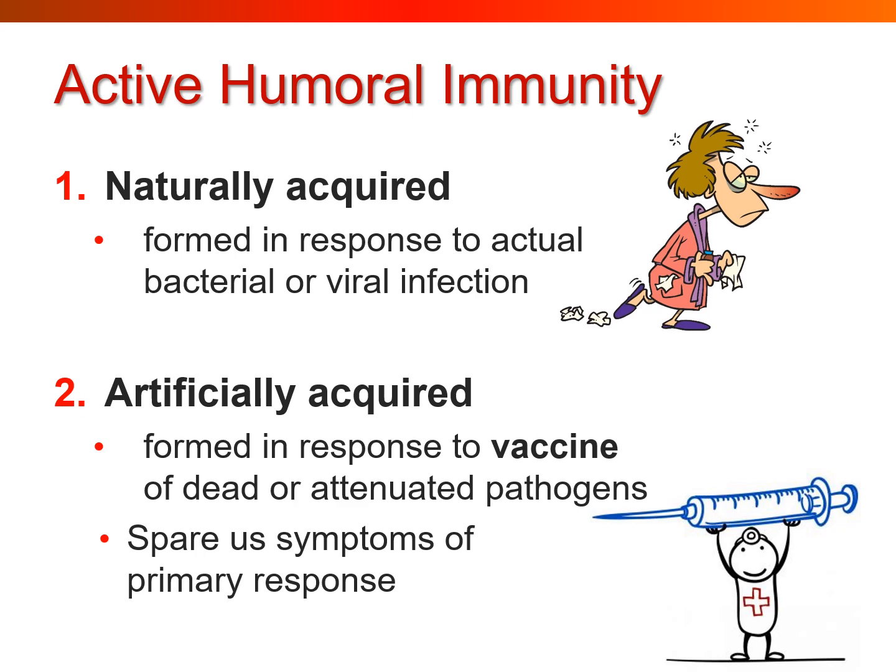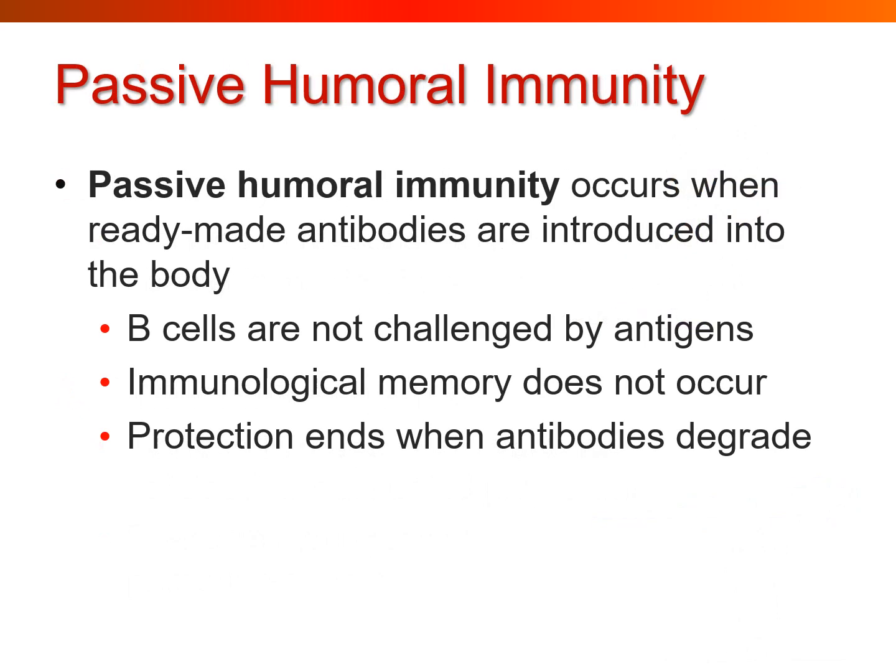Now let's have a look at the passives. Now, in active, our body was actually making the antibodies in order to deal with what was being placed in the body, whether naturally or artificially. But in the case of passive humoral immunity, your body will be handed the antibodies and your B cells will not be challenged and your B cells will not make antibodies and your B cells, as a consequence, will also not make any memory cells, which means that after this episode is done, your body will have no memory that it ever occurred.